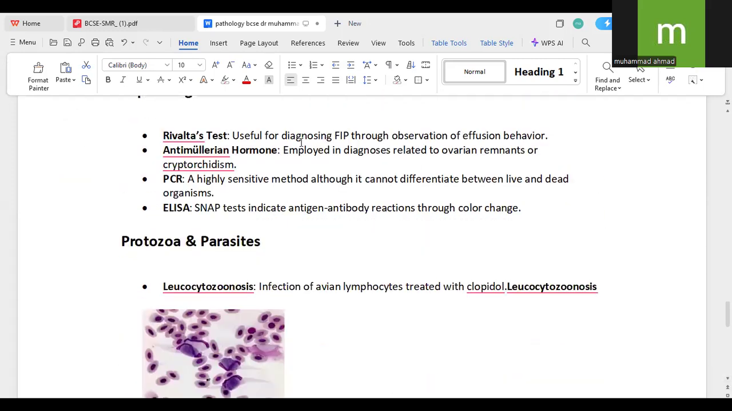Rivalta test used for the diagnosis of FIP through the observation of the sample behavior. Okay, there are different types of tests against different viral diseases. Anti-Mullerian hormone employed in diagnosis related to ovarian remnant or cryptorchidism. We will discuss this condition in medical.